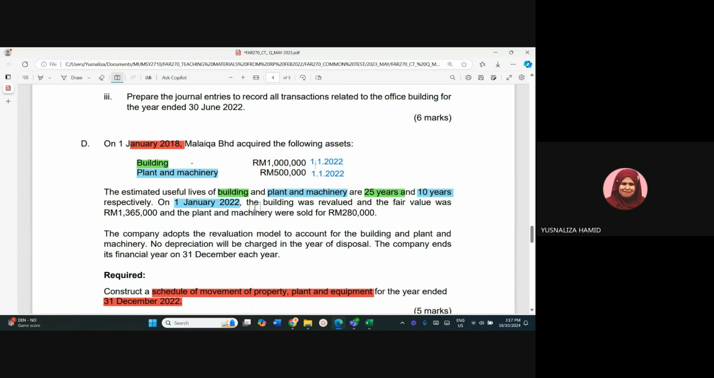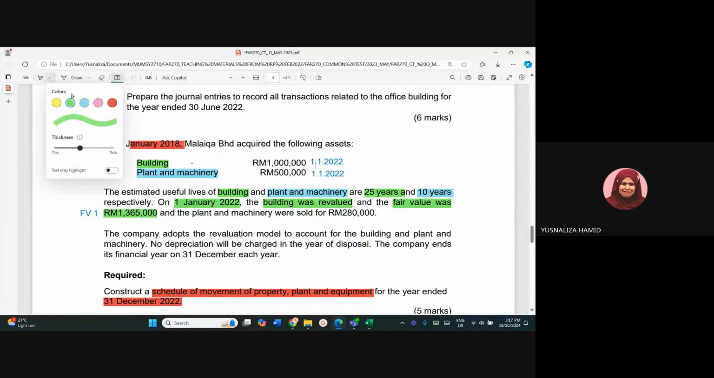So 1st January 2022 for the building, which is the asset that I colored in green, on that date, 1st of January 2022, the building again was revalued. Similar to what we just did, it was revalued at 1.365. So 1.365 is the fair value. And you need to compare this fair value, which is on first revaluation, with the carrying value also on 1st of January 2022, where you need to find first the accumulated depreciation.